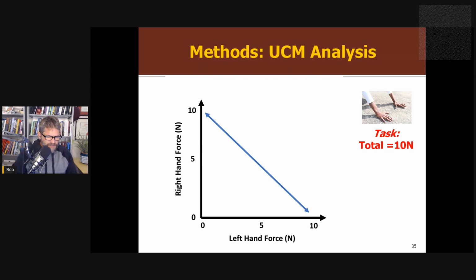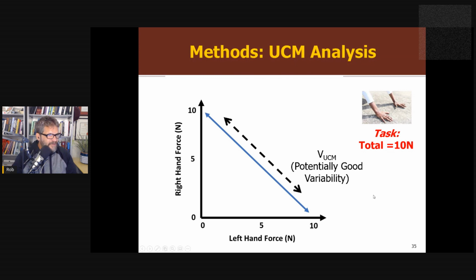Right? So in this, now we have some degrees of freedom, right? We could solve this problem by having 5 newtons of force in each hand, equal force in the 2 hands. We could put all our force into our right hand, 10 newtons, and let our left hand do nothing. Or we could do the opposite, or lots of other combinations of forces between our 2 hands. And the idea is that with this type of task, we can define what we'll call good variability.